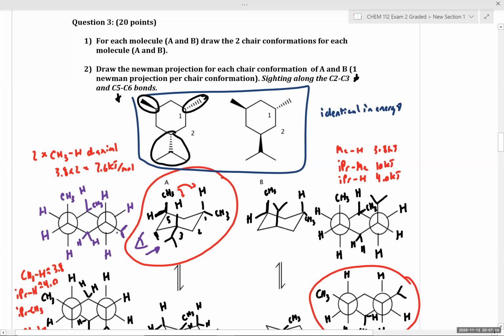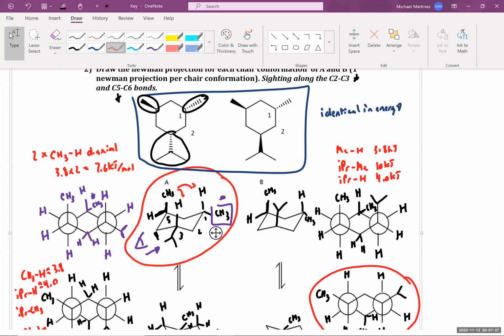One thing that I do want you to note: looking at this methyl, how is it pointing, up or down? Down, right? So then in the Newman projection, does everyone see how that methyl is also pointing down? Yep. Perfect.